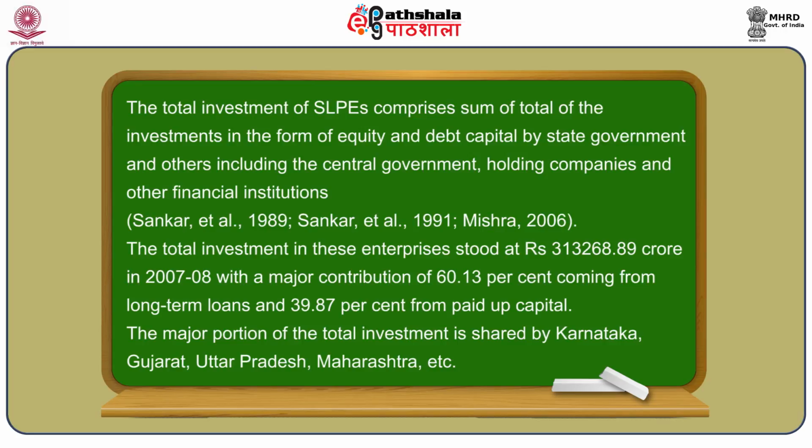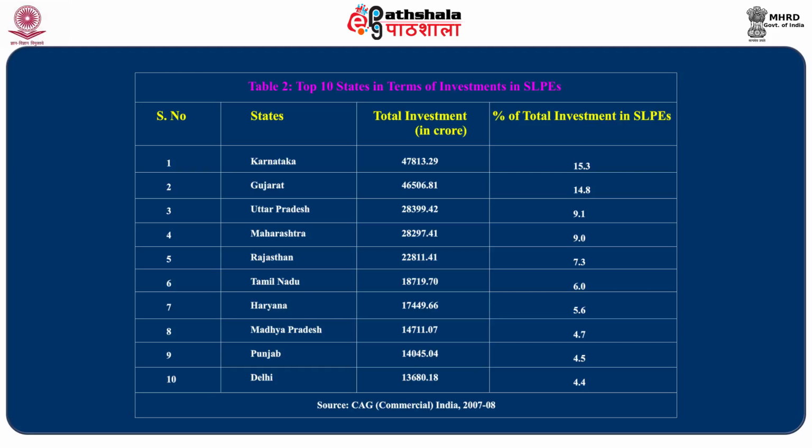The major portion of the total investment is shared by the major states like Karnataka, Gujarat, Uttar Pradesh and Maharashtra. The states which are top in terms of investments are: Karnataka comprises 15% of the total investment, Gujarat 14%, Uttar Pradesh 9%, Maharashtra follows with 9% of the total investment in the entire country, Rajasthan 7.3%, Tamil Nadu 6%, Haryana 5.6%, Madhya Pradesh 4.7%, Punjab 4.5%, Delhi following with 4.4%. So it is observed that out of all these states, Karnataka topped in the percentage of total investment in the total SLPEs in India, and Delhi occupies the 10th position.